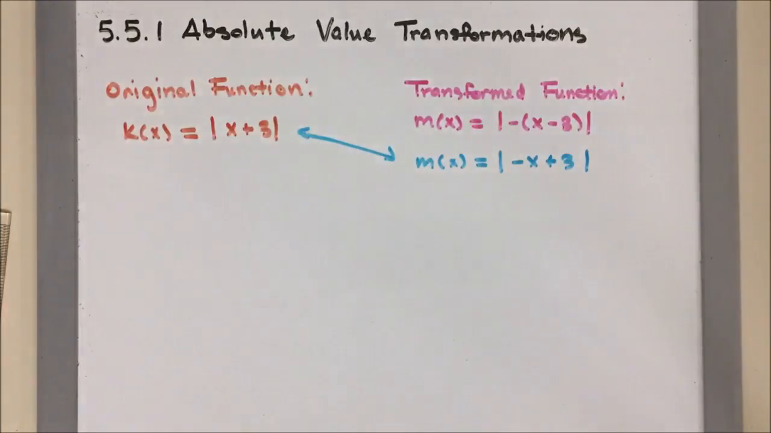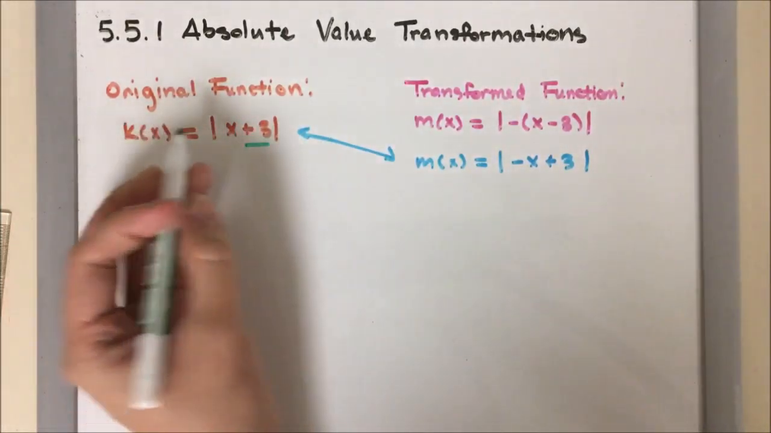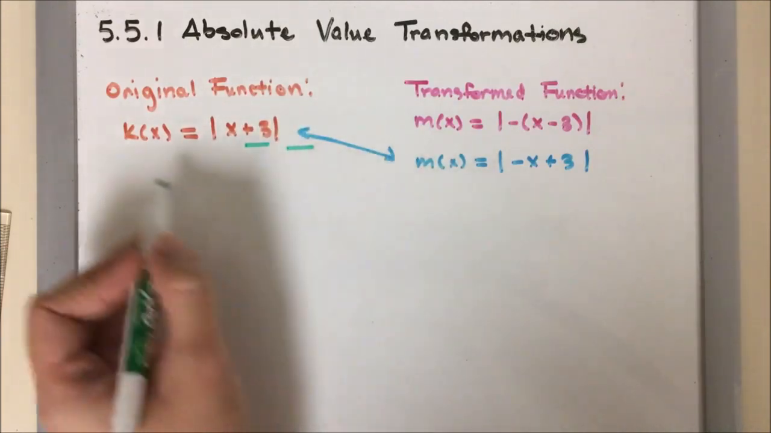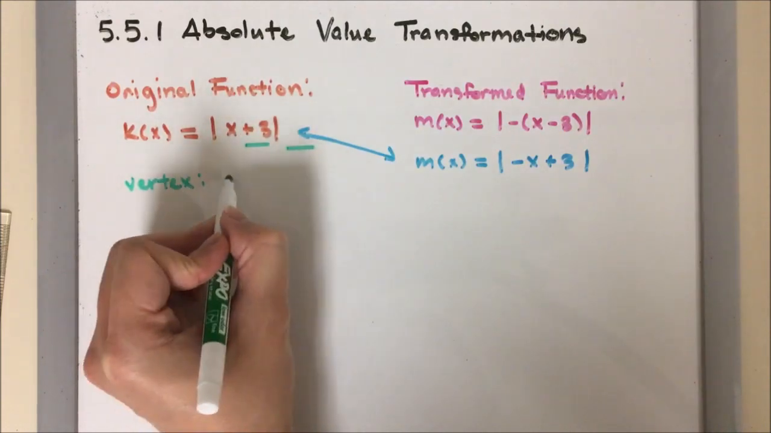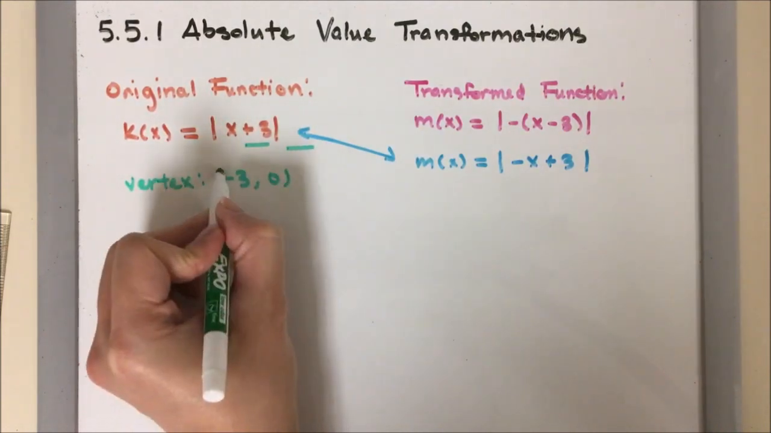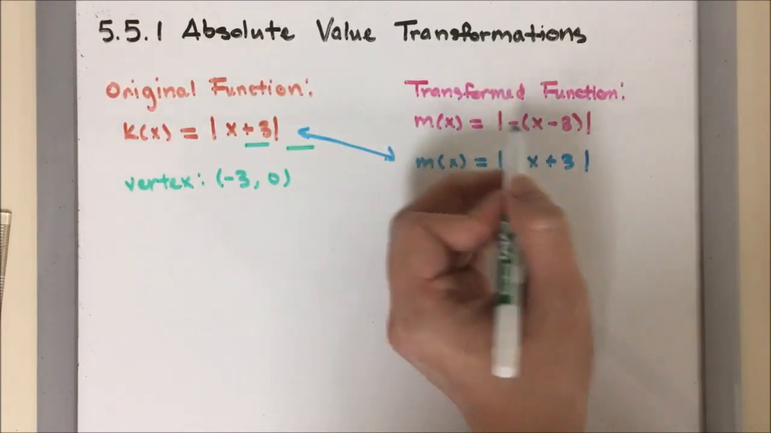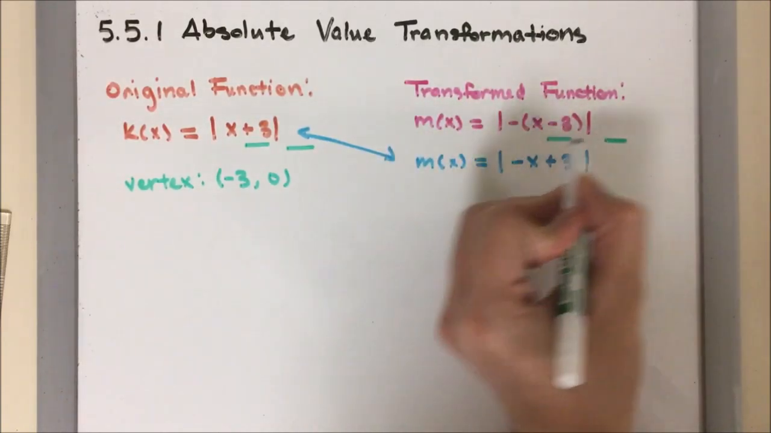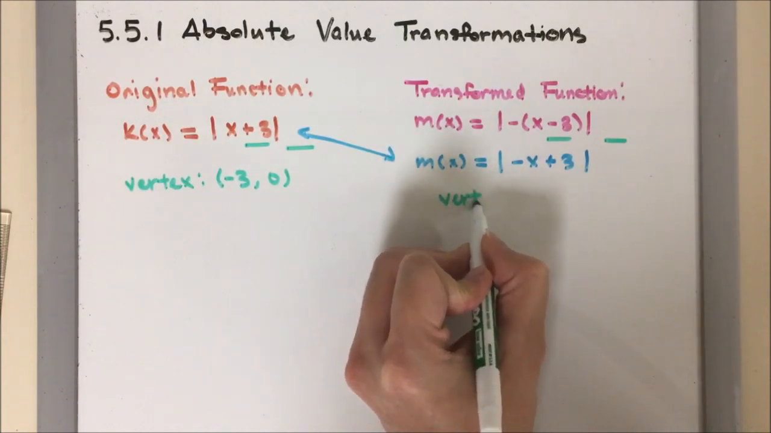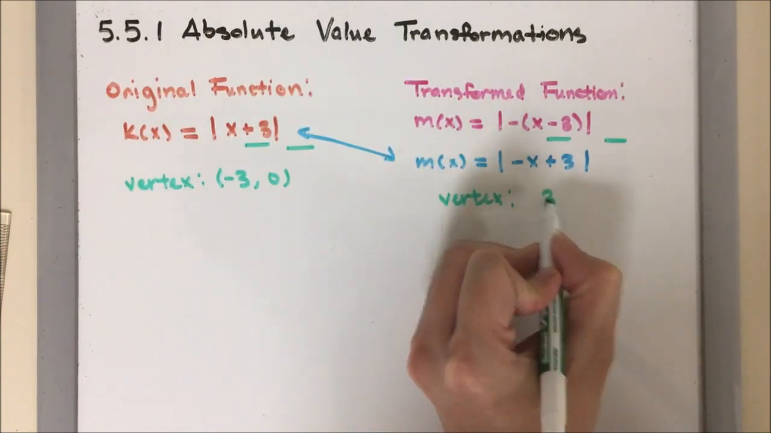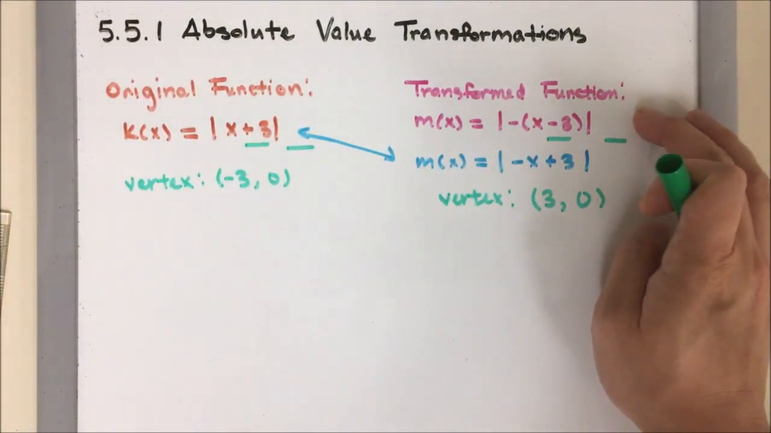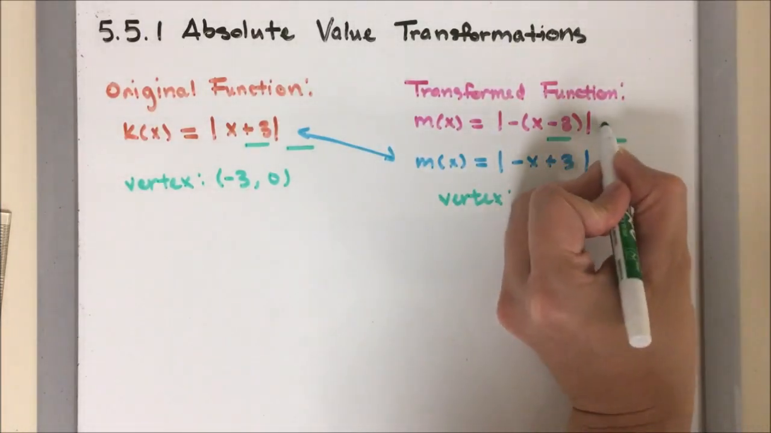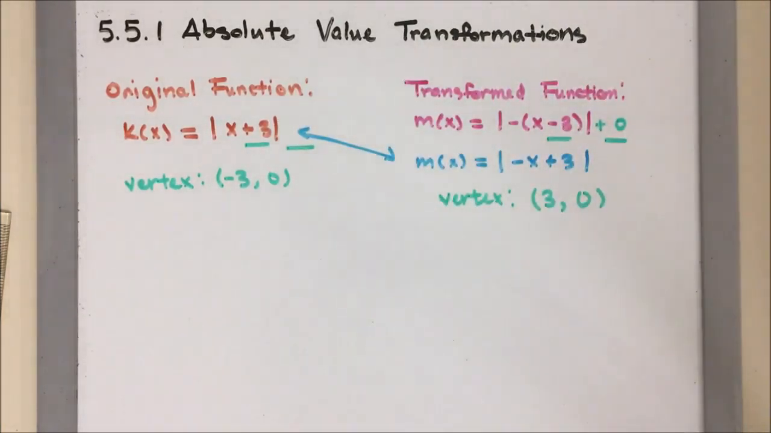If I were to identify the vertex, remember, this is the vertex for the x, and then the number behind it. So the vertex for k of x is negative 3, 0. And then the vertex for m of x will be positive 3, 0. And the reason we have 0 for the y is because we have no number behind the absolute value, but you can simply say plus 0 if it helps. So that's the vertex for the transformed function.